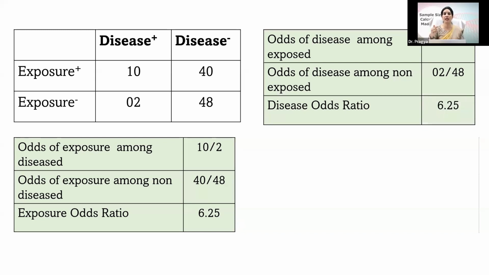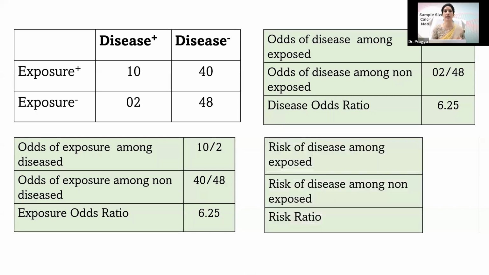Yes. If you calculate it, you will see that mathematically or numerically, these two are the same. It is 6.25. You can do it. So what do you understand by these two examples? That in a 2 by 2 table, the disease odds ratio and the exposure odds ratio are the same. The numerical value of both is the same.